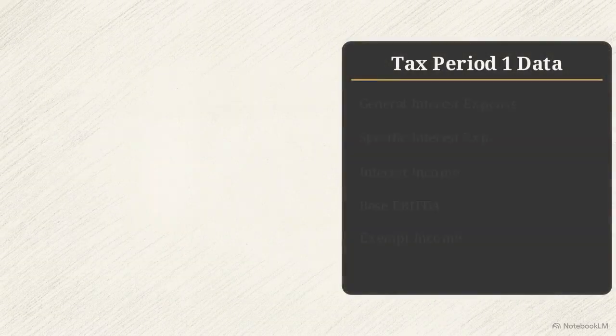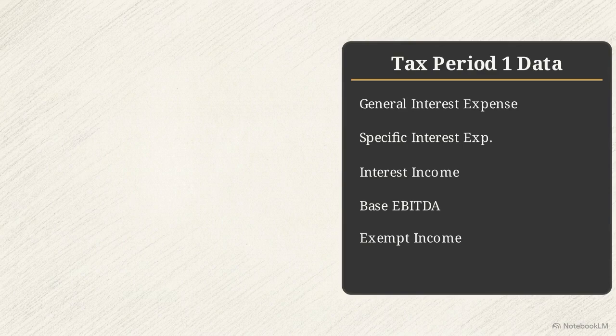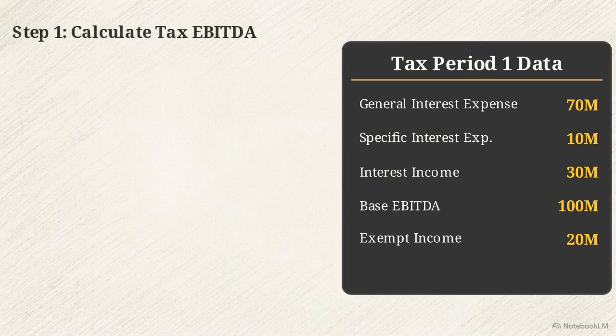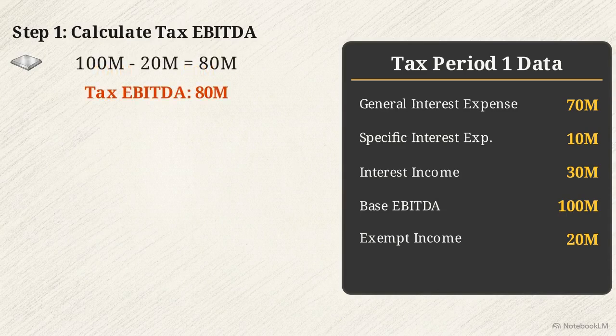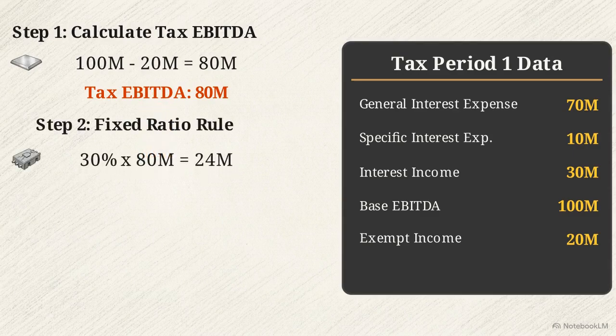Let's run a complex set of financials through our constructed matrix to see these mechanics in action. In this scenario, the entity has 70 million dirhams in general interest expenditure, 10 million in specific related party expenditure, and 30 million in interest income. The base accounting EBITDA is 100 million, but 20 million comes from exempt income. Step 1. Calculate tax EBITDA. We take the 100 million base and subtract the 20 million exempt income, resulting in an adjusted tax EBITDA of 80 million. Step 2. We apply the fixed ratio rule.